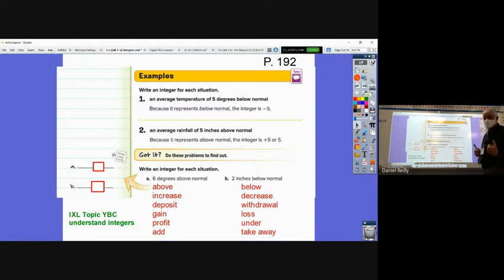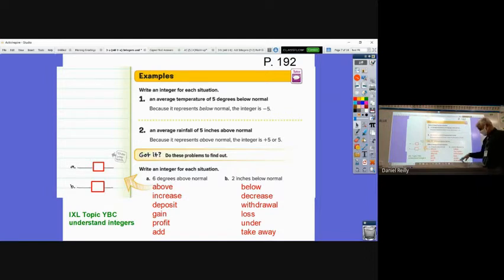Or deciding whether something is supposed to be a positive or negative number. So an average temperature of 5 degrees below the normal temperature would be -5. Below is a negative word. Rainfall 5 inches above normal, above is a positive word.